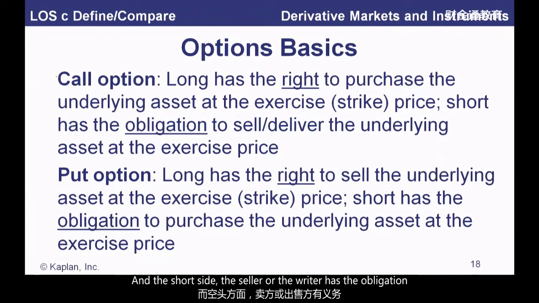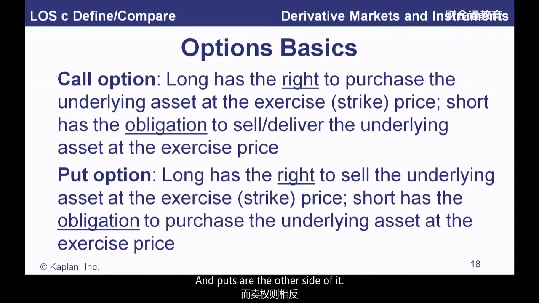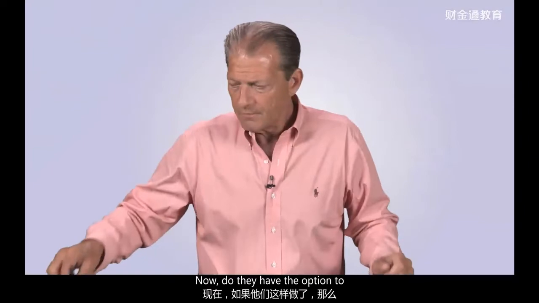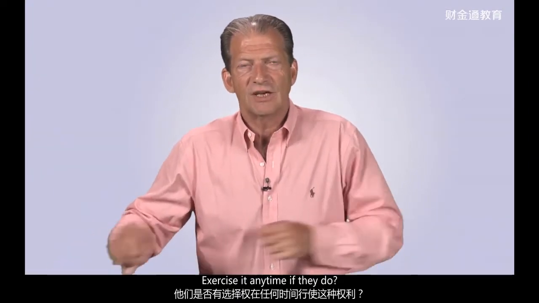And the short side, the writer or seller of the call option, has the obligation to deliver the underlying asset at that exercise price. And puts are the other side of that. The long has the right to sell the underlying asset at the exercise price, and the short has the obligation to buy it at that price. Now, do they have the option to exercise it any time?